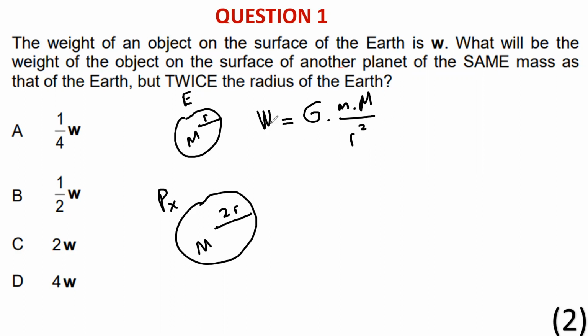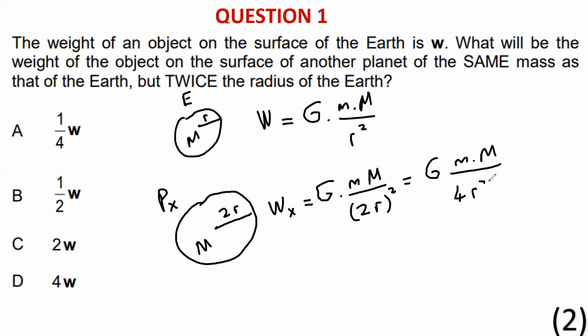This is our formula. If you have this, you have W, but let's say Wx, the weight of the object on planet X. So we have the same object, so G is constant, it's still the same. Mass of object still M, mass of planet still M, but what we have is 2r. So if you make 2r, what's going to happen now? Let's see. G times M over 4r squared. So all together, we know G times M over r squared is W. So if you write W there, your answer is W over 4. W over 4, answer is A.